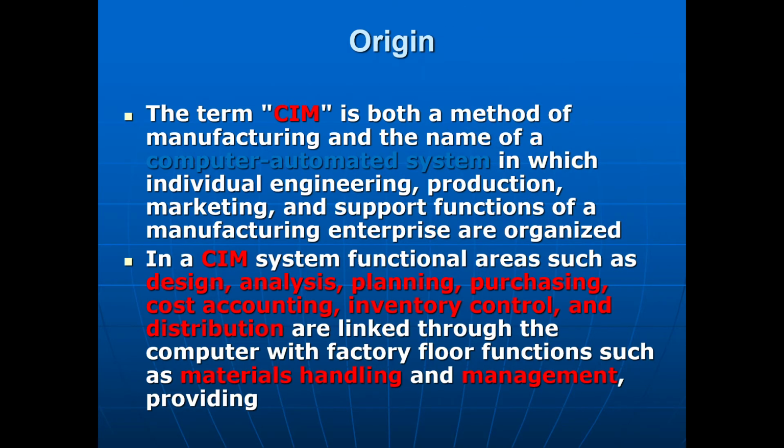In a CIM system, functional areas such as design, analysis, planning, purchasing, cost accounting, inventory control and distribution are linked. They are all linked through the computer, which also covers factory floor functions such as material handling and management.